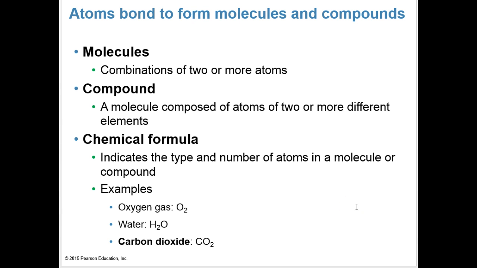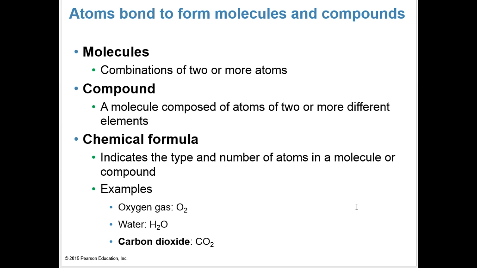Atoms bond to form molecules and compounds. A molecule is a combination of 2 or more atoms, such as O2, 2 atoms of oxygen bonded together. A compound, though, is a molecule composed of atoms of 2 or more different elements, such as H2O, or water. It has the atom oxygen bonded to 2 hydrogens. Therefore, it's not only a molecule, it's also a compound because it has 2 different atoms in it.